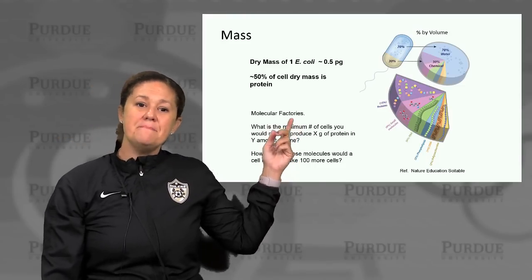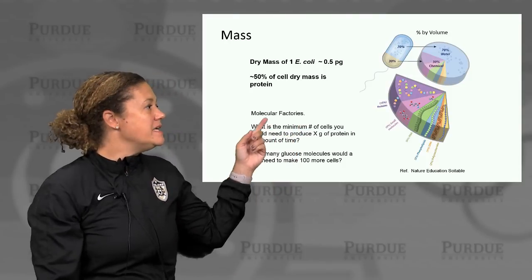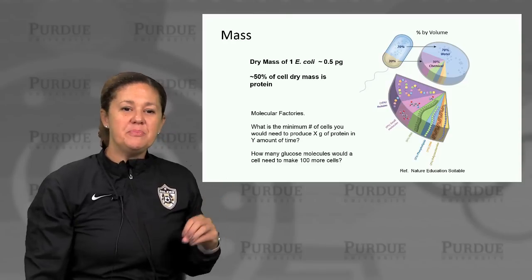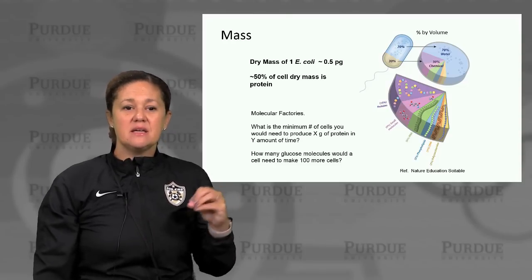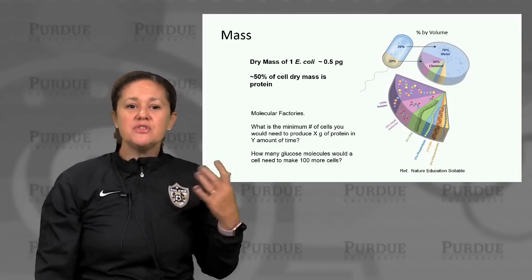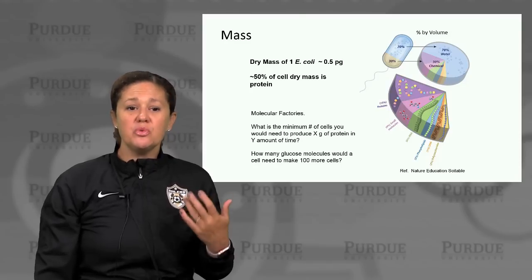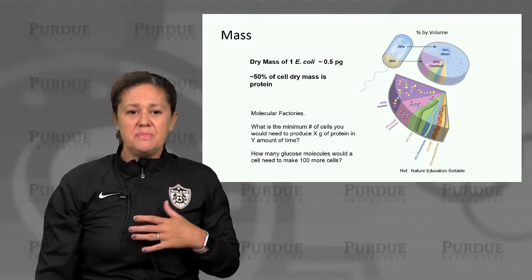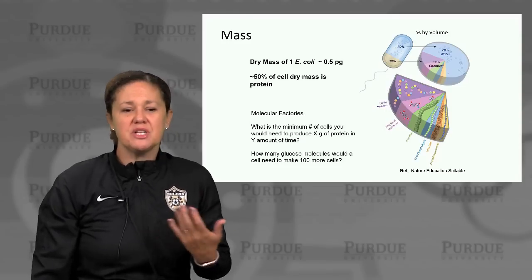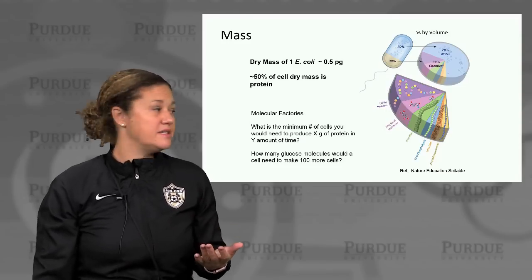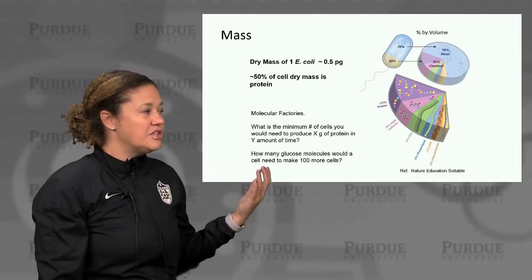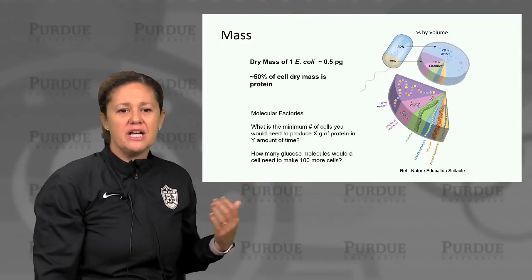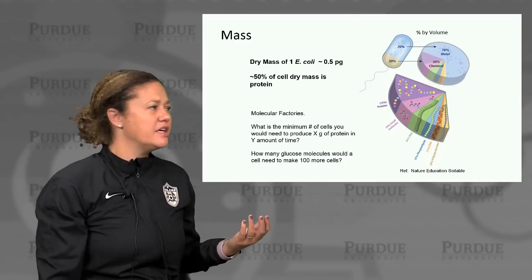So thinking on the mass of E. coli now, one cell of E. coli is about a half a picogram, and about 50% of that dry mass is composed of protein. Now, these are some back-of-the-envelope numbers that are really good to know. If you, for example, wanted to engineer E. coli to be a type of molecular factory, to produce a lot of a particular protein you want, for example, you would need to ask yourself, what's reasonable? How much percent mass of a cell could I generate? How much energy is that going to consume?